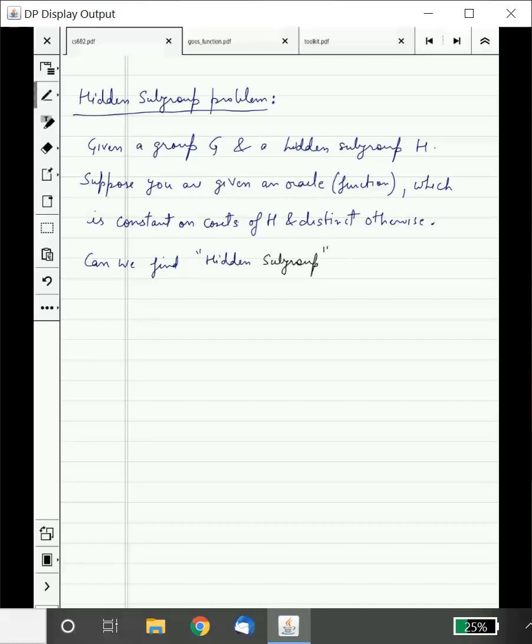Let me just emphasize the important things. Notice that H is hidden. We don't know what H is. What we have is access to a function which is constant on cosets and different on different cosets. That means two elements have the same value if and only if they belong to the same coset. This is the critical property of the function.